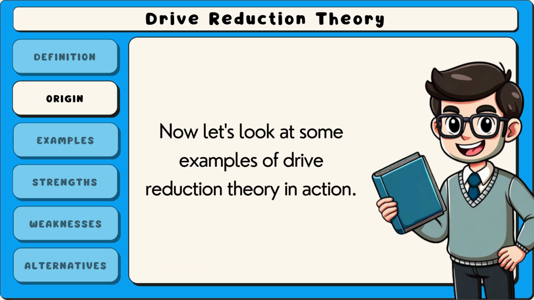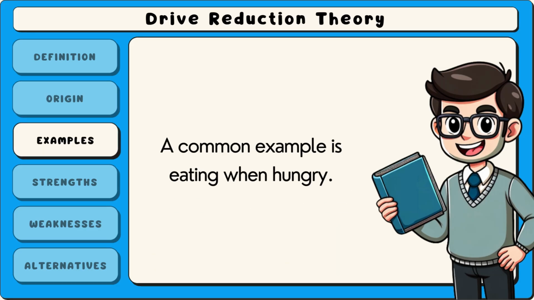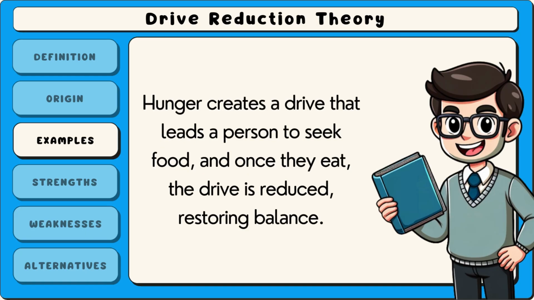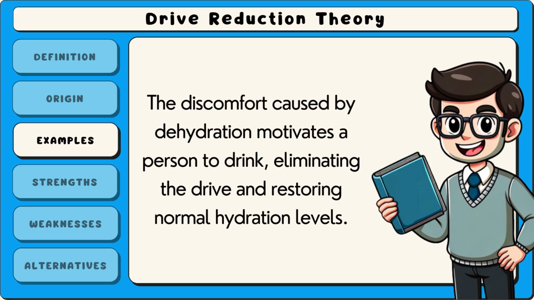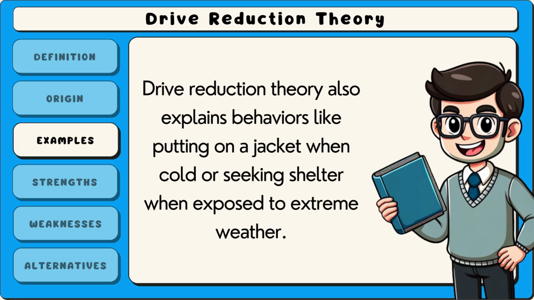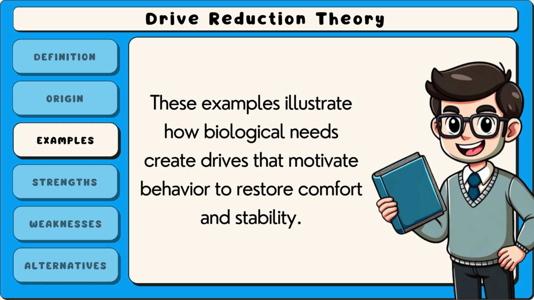Now let's look at some examples of drive reduction theory in action. A common example is eating when hungry. Hunger creates a drive that leads a person to seek food, and once they eat, the drive is reduced, restoring balance. Another example is drinking water when thirsty. The discomfort caused by dehydration motivates a person to drink, eliminating the drive and restoring normal hydration levels. Drive reduction theory also explains behaviors like putting on a jacket when cold or seeking shelter when exposed to extreme weather. These examples illustrate how biological needs create drives that motivate behavior to restore comfort and stability.